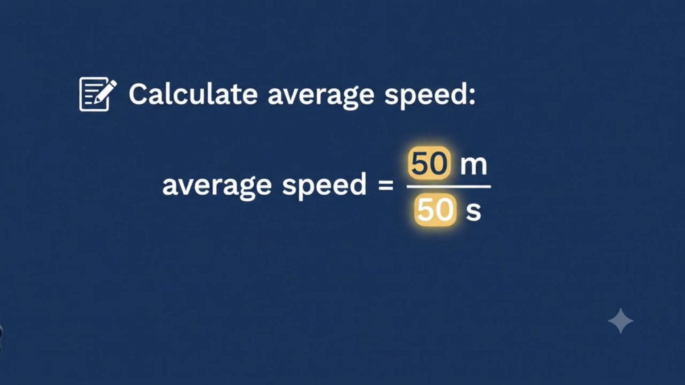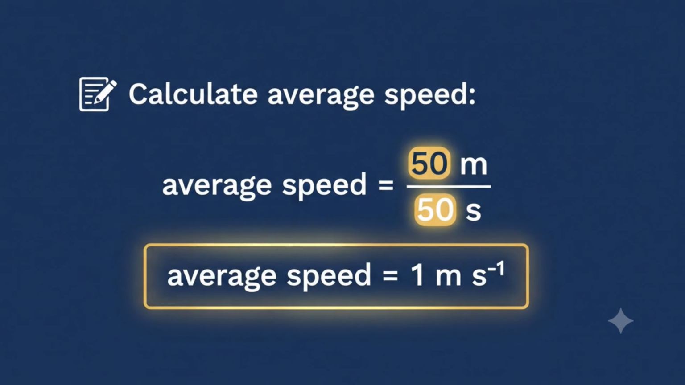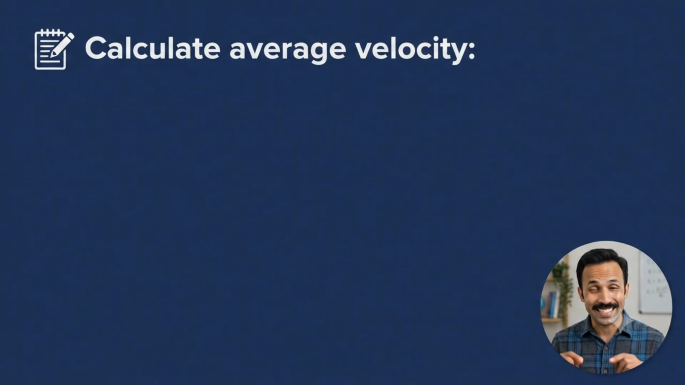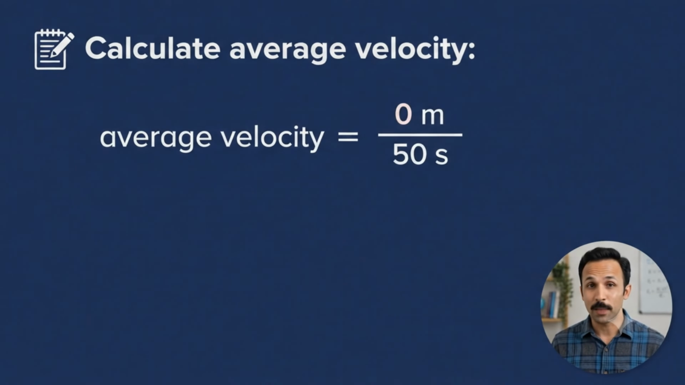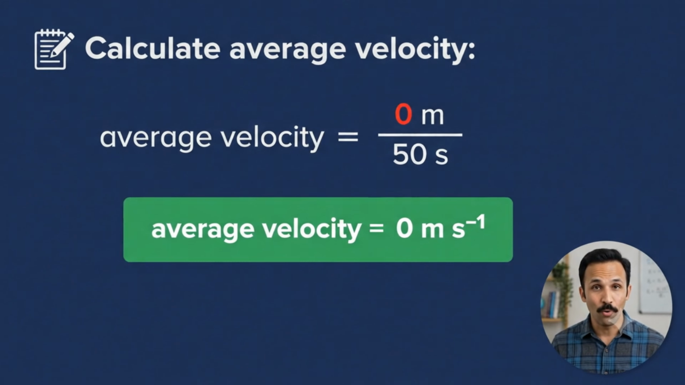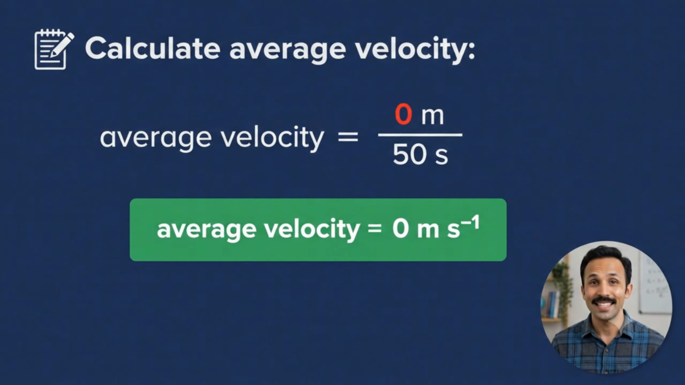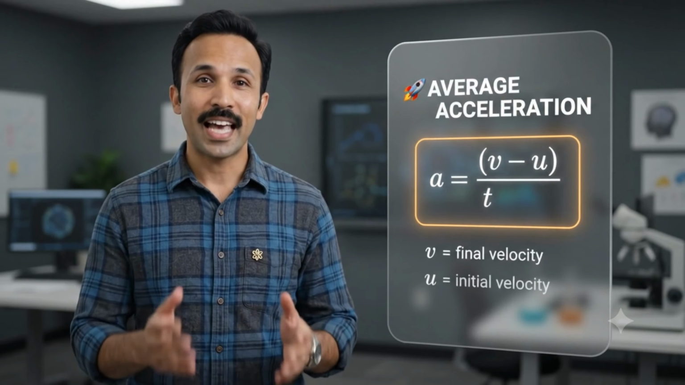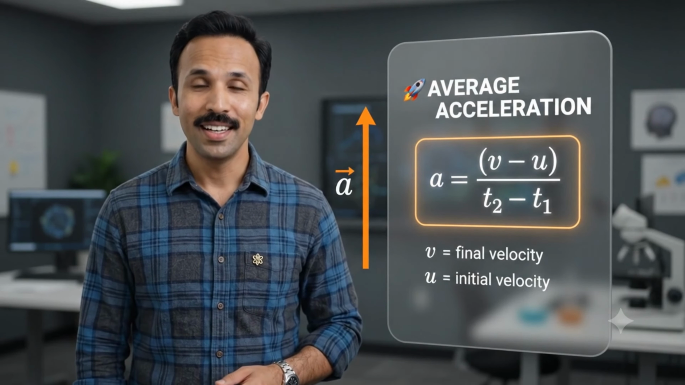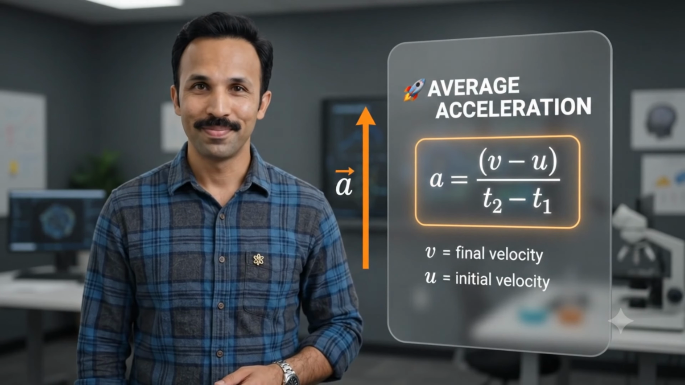Dividing his total distance of 50 meters by his time of 50 seconds gives an average speed of 1 meter per second. Because he returned to his exact starting point, his displacement is 0. Therefore, his average velocity is 0 meters per second. Acceleration measures how quickly velocity changes. It is calculated as the final velocity minus the initial velocity divided by the time interval.